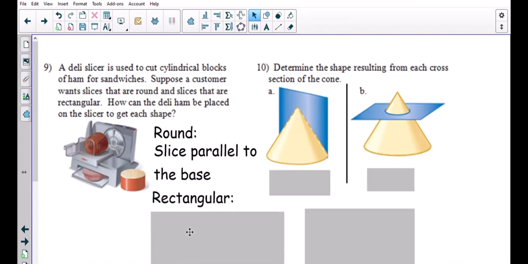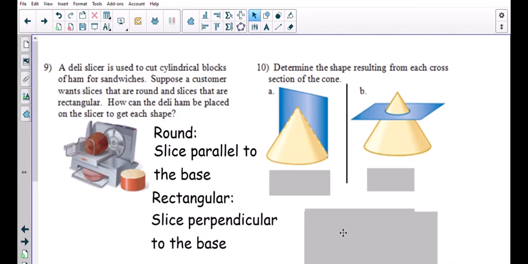If we want to get those rectangular slices, instead we're going to slice perpendicular to the base. So imagine taking this thing and putting the part that's towards the slicer, that face, down on here, and then sliding it across. You're going to start to get rectangular shapes in that case. Or if we took this, which looks kind of like bologna down here, stick this on there with the circles on the bottom, start slicing across, you're going to get those rectangular slices.